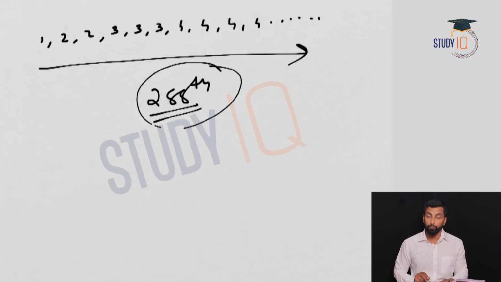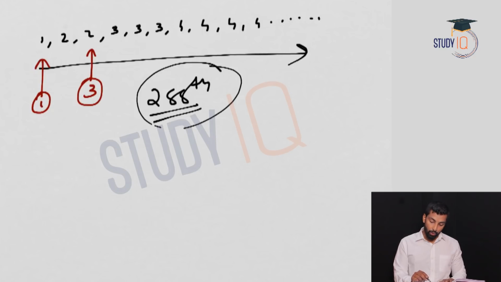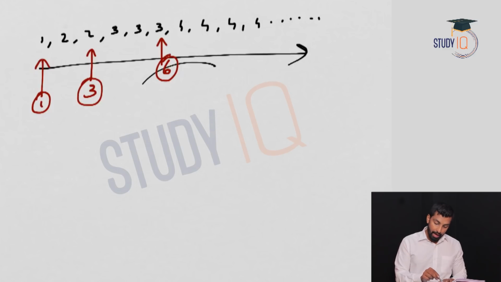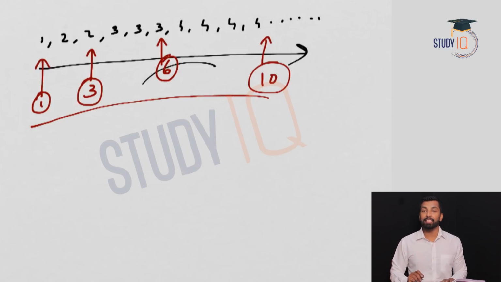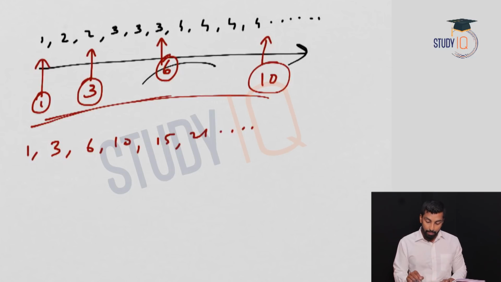1, 2, 2, 3, 3, 3, 4, 4, 4, 4. Let's understand the speciality of this series. See, this is the first term, and the second and third terms are 2. So this is the first term, this is the third term. Now 3 means this is the sixth term, and this is the 10th term. If you observe here 1, 3, 6, 10, what is the speciality of these numbers? These are sigma n numbers. What are sigma n numbers? 1, 3, 6, 10, 15, 21, etc. We have seen this, right? So these are sigma n numbers.